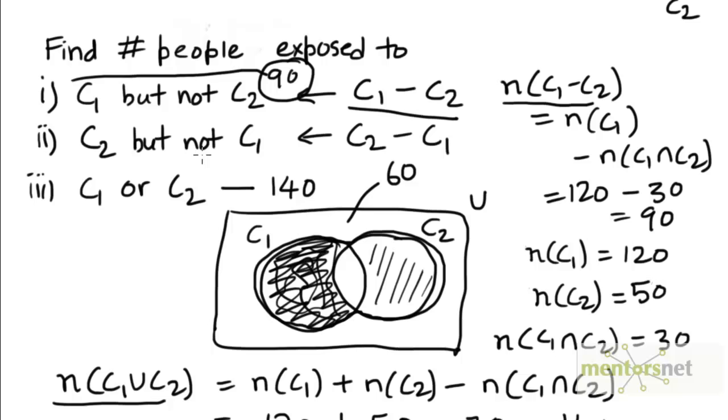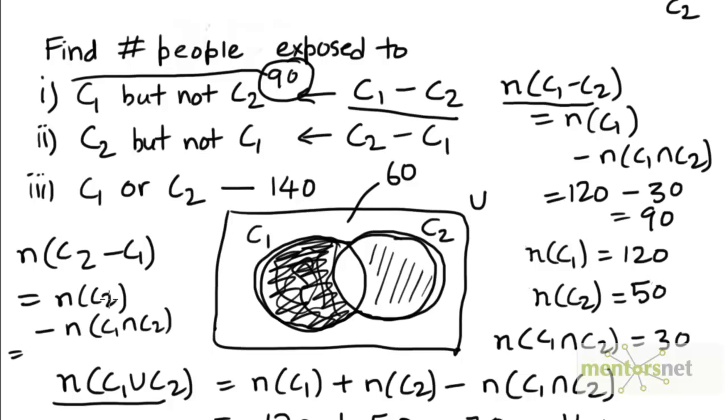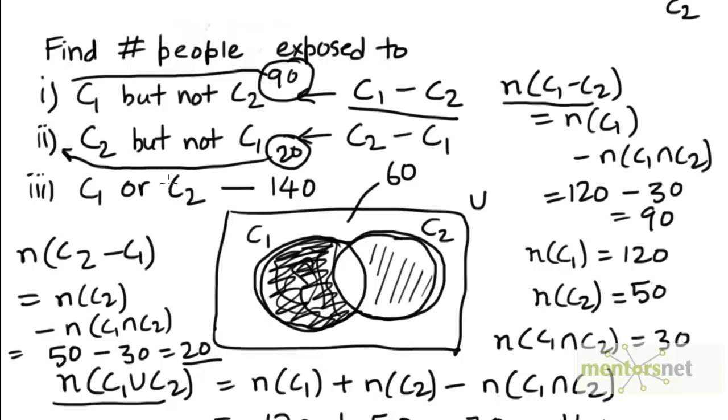The number of elements in C2 but not C1 would be the number of elements in the set C2 minus the number of elements in this overlapping region. So the number of elements in C2 is 50, and if you subtract the number of elements in C1 intersection C2 from it, you get a value of 20. So there are about 20 people who were exposed to C2 but not to C1. So the answers are 90, 20 and 140.